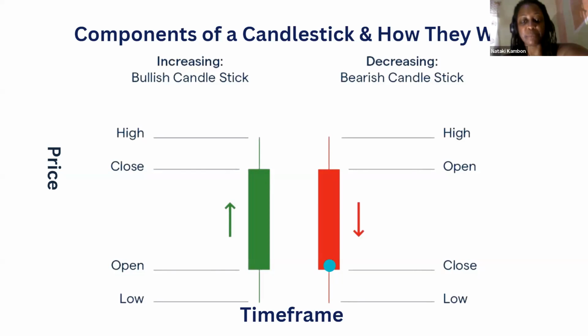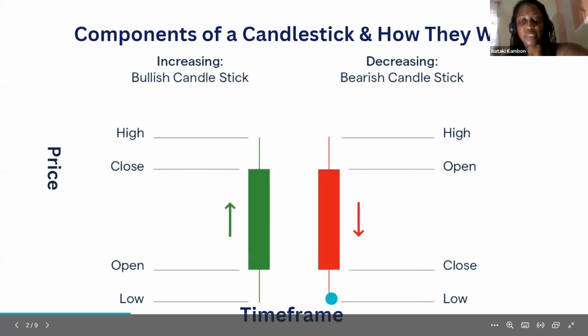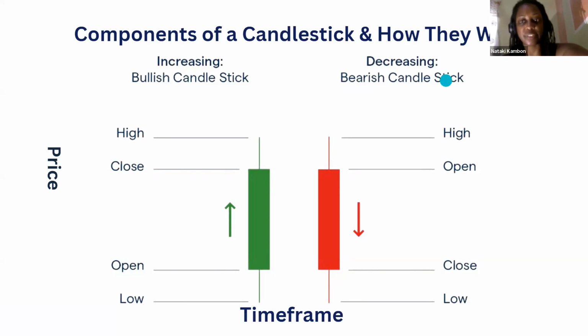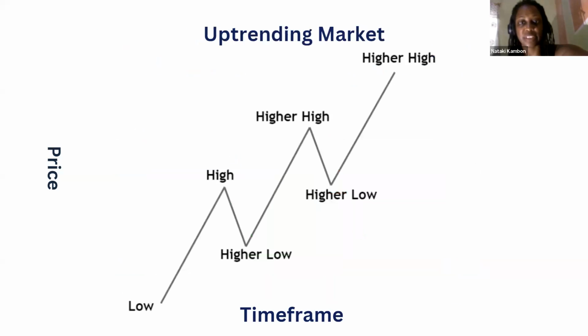That doesn't mean that these are the only prices that happened during that time period. Again, the wick shows you how high the price got during that hour or that time period, and how low the price got during that time period. And these are considered bearish candlesticks or a decreasing candlestick. So that's what the market is made of, all of these candlesticks.